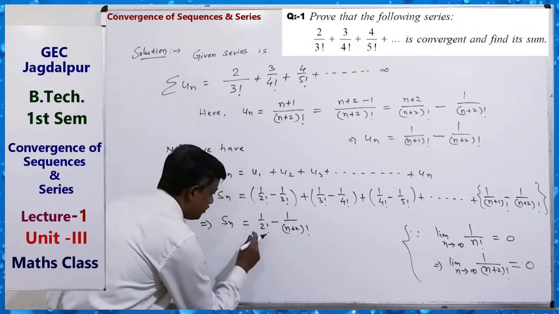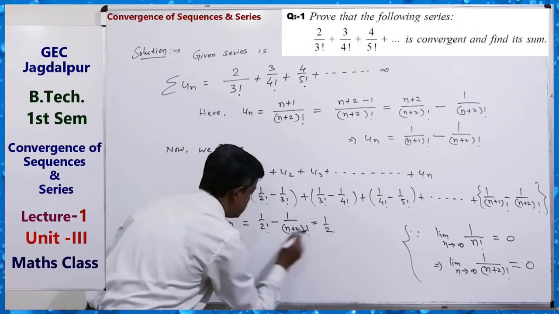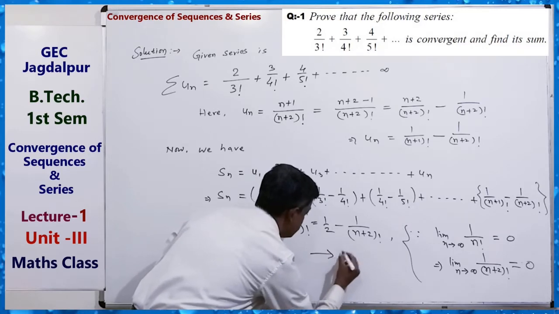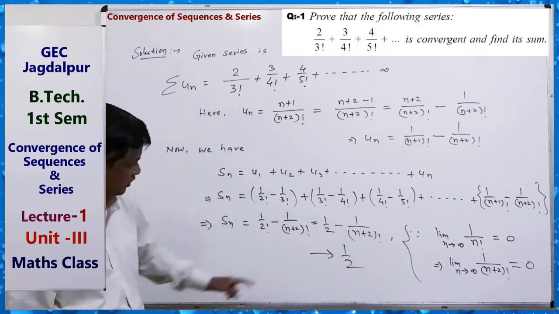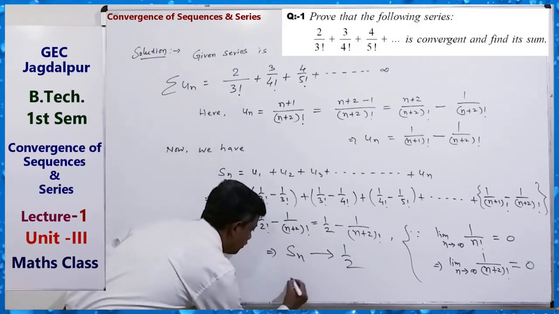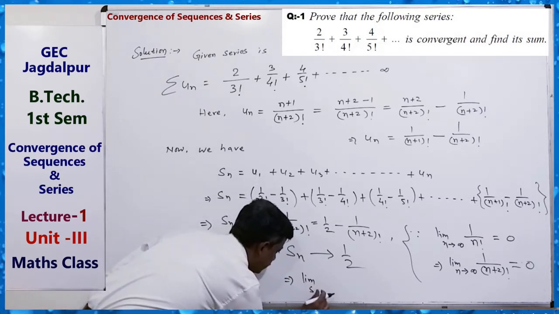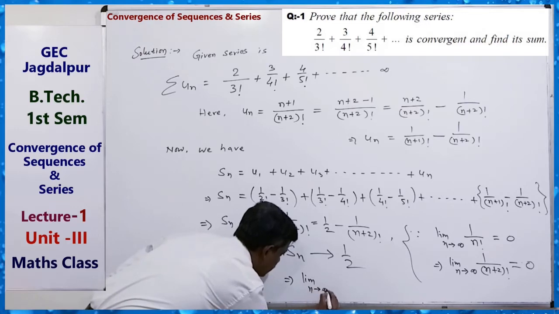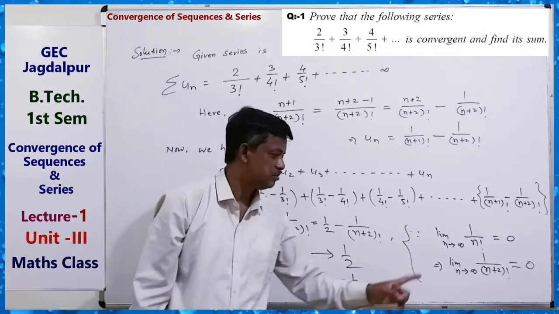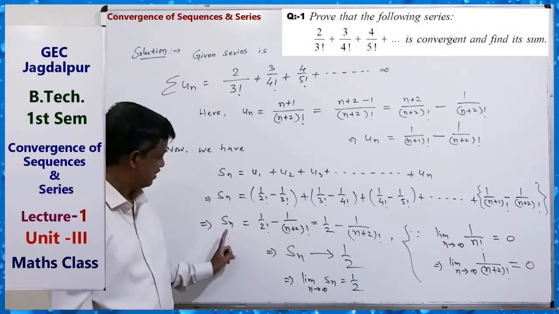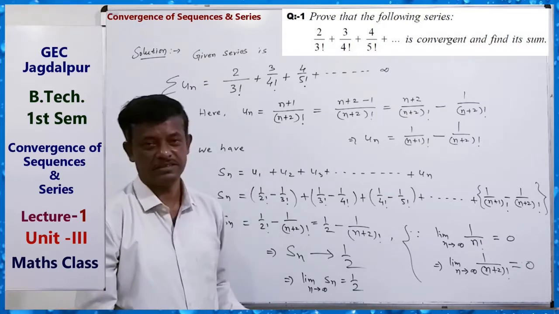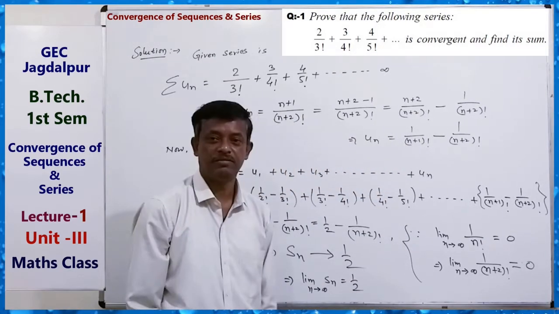So this is tending to what? This is equal to 1 by 2 minus 1 upon (n plus 2) factorial. Now this is tending to 1 by 2, meaning this part tends to 0, leaving half. So Sn tending to, that is, limit n tending to infinity Sn equals half. Finite limit, so the partial sum converges. The sequence of partial sums converges, so the series converges, and the sum is equal to half.